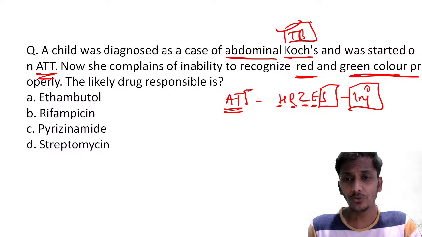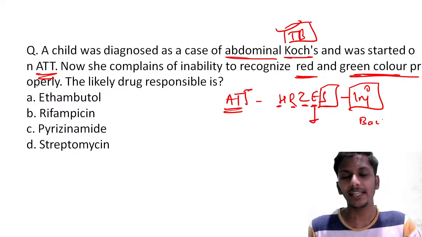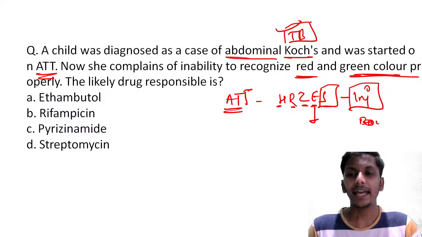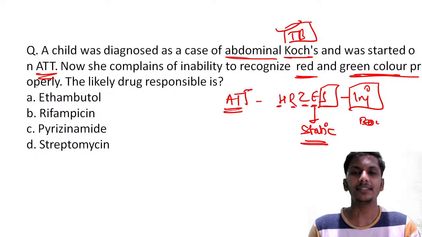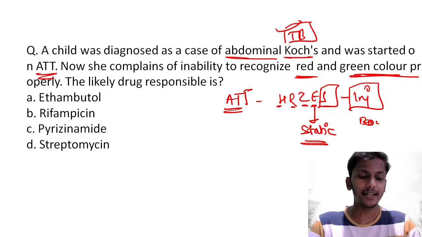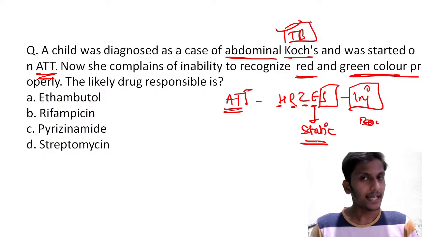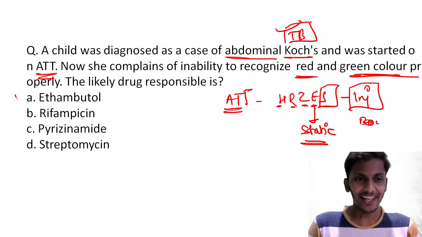Whereas ethambutol, all the other drugs are bactericidal, okay? All of the other drugs kill the Mycobacterium tuberculosis except ethambutol, because ethambutol is a bacteriostatic drug. It just inhibits the growth of Mycobacterium TB, okay? So all the rest first line agents are bactericidal except ethambutol, which is bacteriostatic. Very good guys, the answer over here is option A, ethambutol.